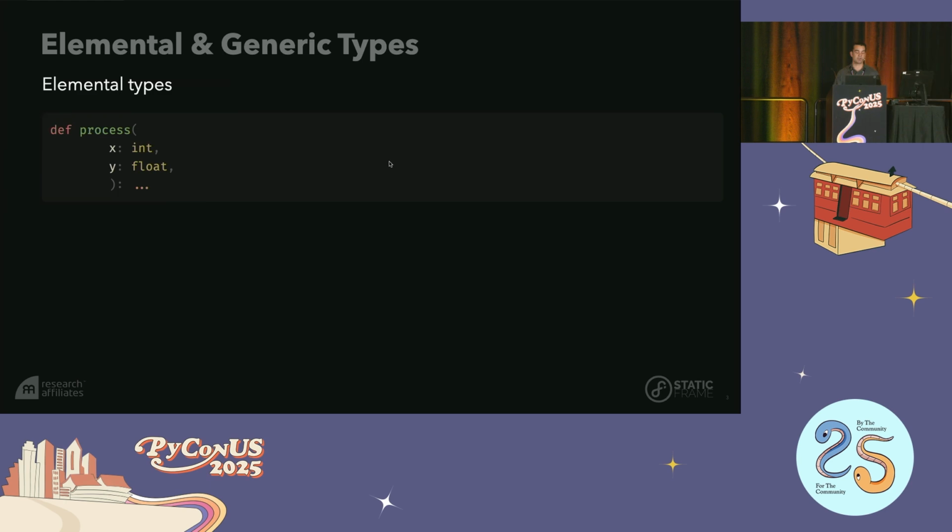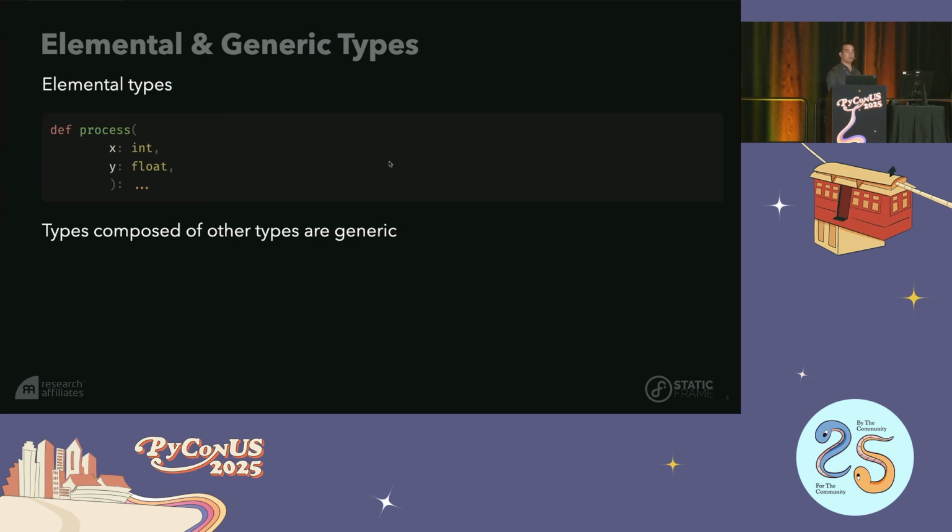So elemental types are the simple types you might be using already, where, for example, if we have a function here like this process function, it takes two parameters. We can type annotate them to show that x is an int and y is a float. Now, some types are more complex.